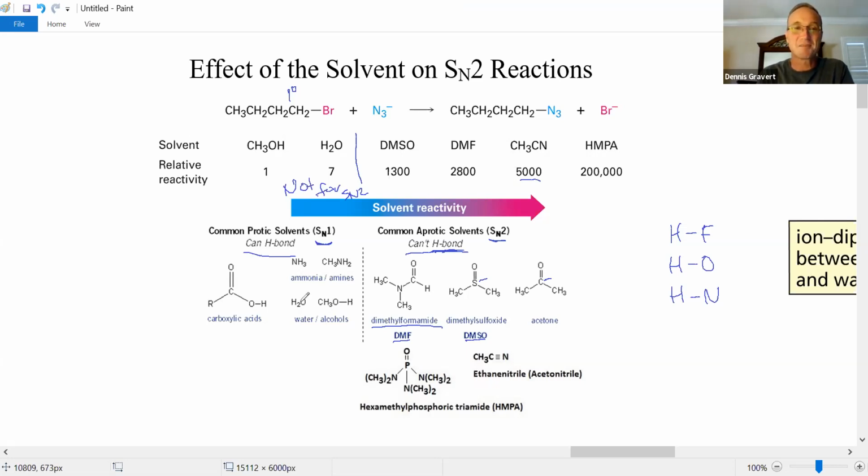Water is a great hydrogen bonding example because there's two OH bonds. Carboxylic acids can hydrogen bond. So sometimes we use vinegar, acetic acid, as a solvent in our lab. You don't want to use that for Sn2, because vinegar has acetic acid in it, and also has water in it. They both hydrogen bond and they slow down the Sn2 reaction.